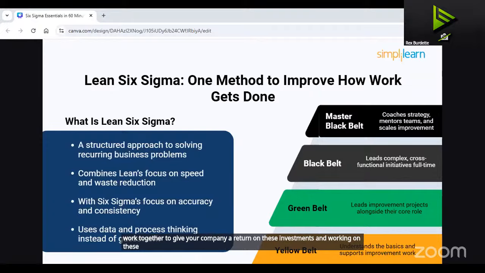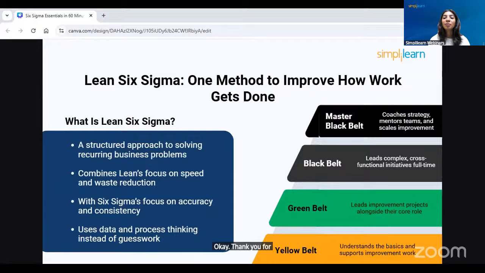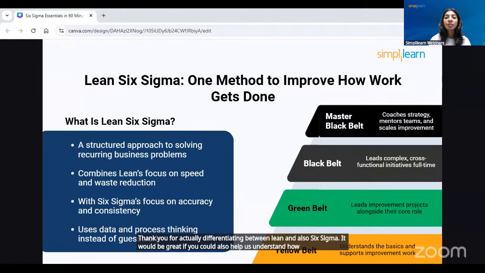Right. Thank you for actually differentiating between Lean and also Six Sigma. It would be great if you could also help us understand how Lean and Six Sigma work together. I know you briefly mentioned that just now, but why does this combination become so powerful in real world business environments, and why should more people think about getting into this?